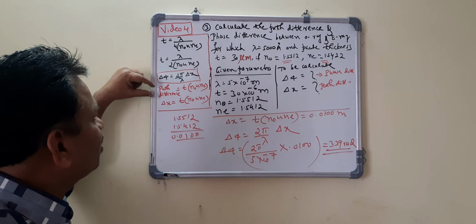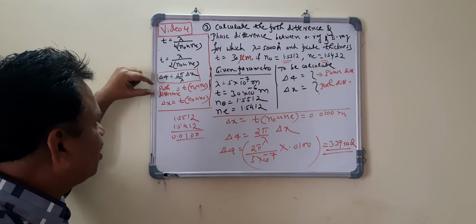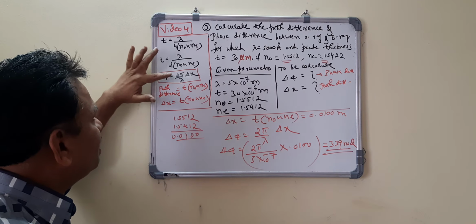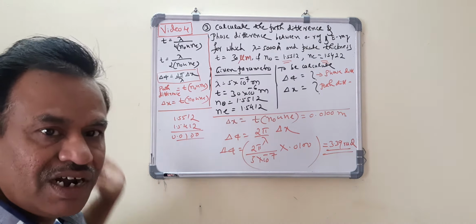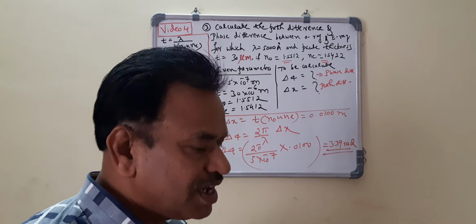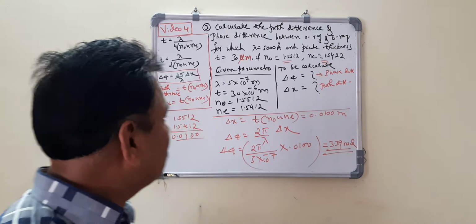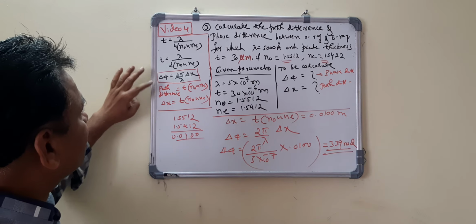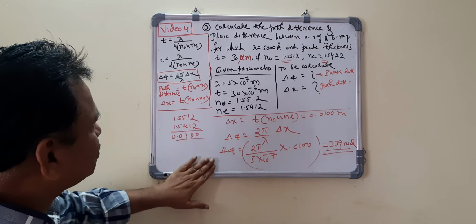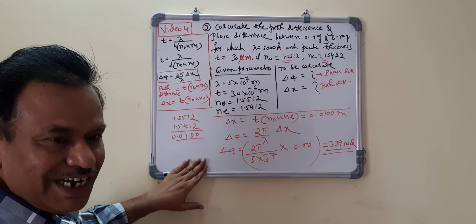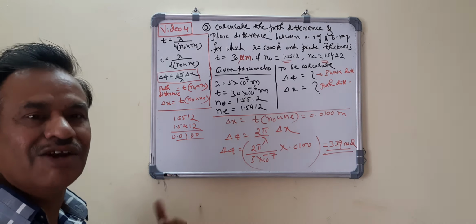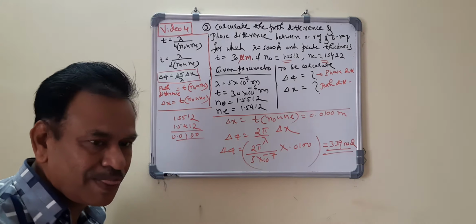This formula we are using in some of the problems: path difference equal to T into NO minus NE if any, and also delta phi equal to 2 pi by lambda into delta x and all that. I hope that you understood this. Okay, I will solve one more problem by making use of this formula and also this formula. Really, the physics is involved in solving problem number 3. In problems 1 and 2, there is nothing in it. That is just simply calculations.